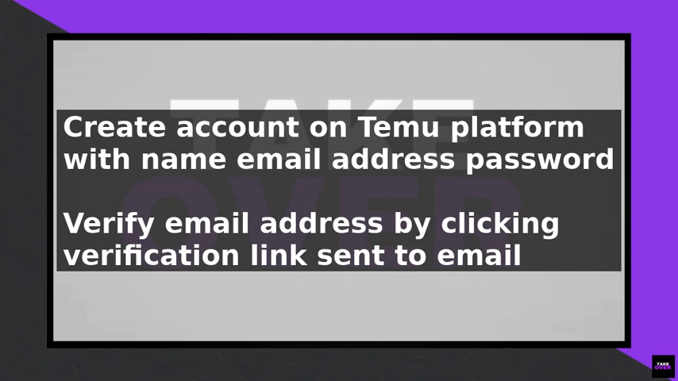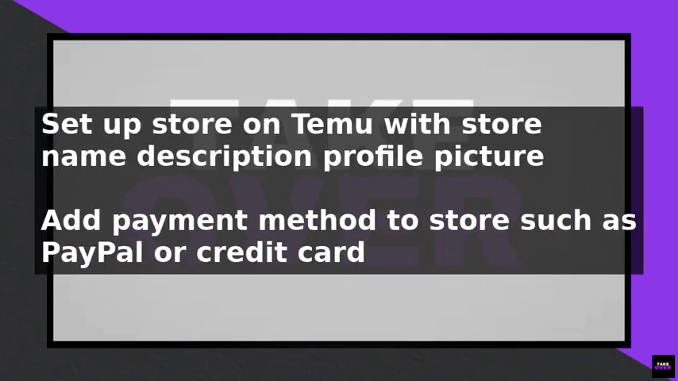sent to your email. Next, you need to set up your store on Temu. To do this, click on the Seller Center button and then click on the Create Store button. Fill in the required information such as your store name, description, and profile picture. You will also need to add a payment method to your store, such as PayPal or credit card.